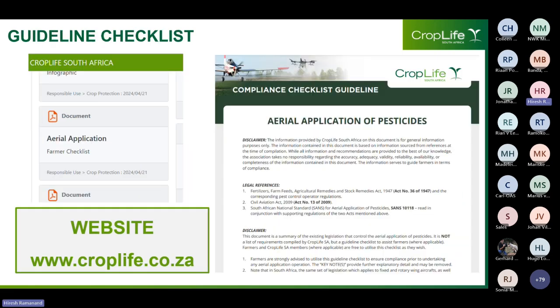And saving the best for last, the association has made available an aerial application checklist for pesticides that can be downloaded via our website. This checklist is a summary of the existing legislation that control the aerial application of pesticides. It is not a list of requirements compiled by CropLife South Africa, but a guideline checklist to assist farmers in ensuring compliance prior to undertaking any aerial application operation. Farmers are therefore strongly encouraged to utilize the simple yet highly effective guideline checklist to checkbox the 10 compliance items before greenlighting aerial applications.